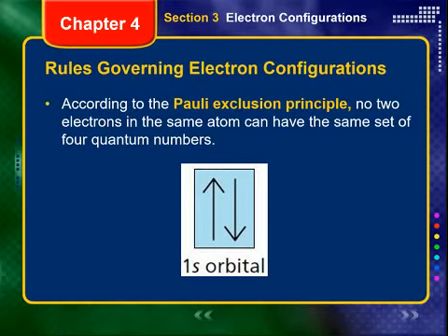The two values of the spin quantum number allow two electrons of opposite spins to occupy the same orbital, as shown in figure 4-15 on page 106, which I have on this slide. Notice that in that 1s orbital, there are two electrons, each represented by an arrow, and they have opposite spins, represented by different orientations of the arrows.